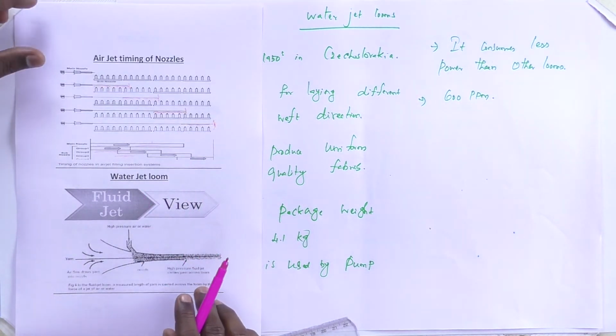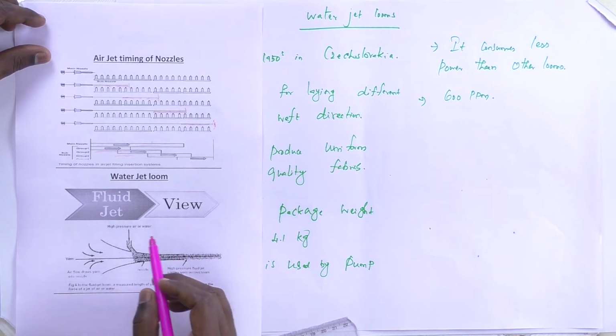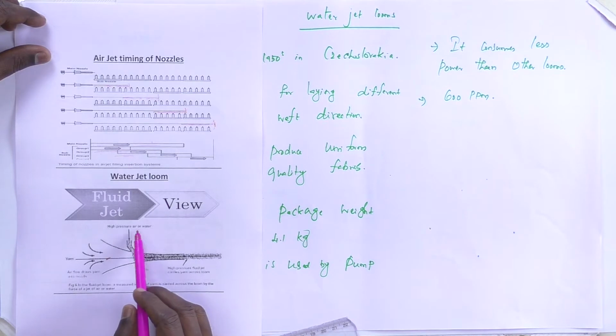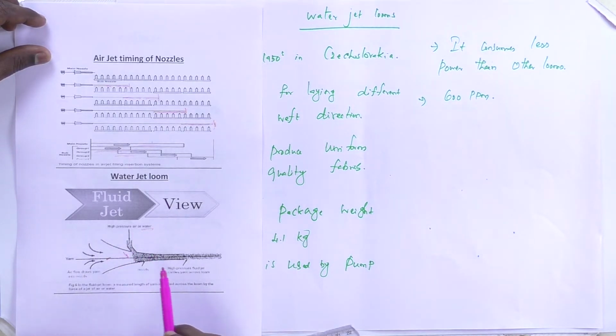Next, water jet loom. Here instead of air, compressed water is used as a medium to send the weft inside the shed. High pressure water is used here, like in the air jet loom. Here the water is used as a medium for carrying the weft yarn. This is the yarn which is carried through the propelled water. High pressure fluid is used here which gives force to the weft yarn to transfer from one side to the other. In this way the water jet loom works.